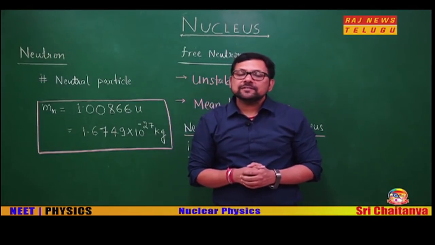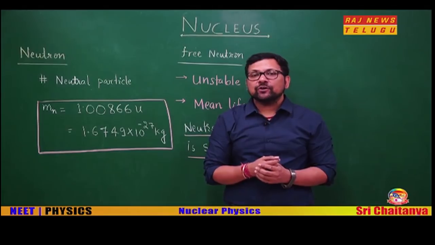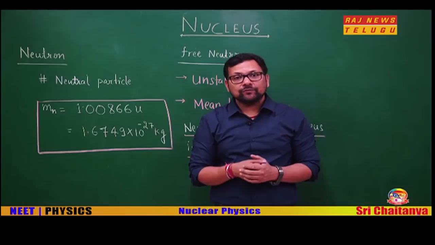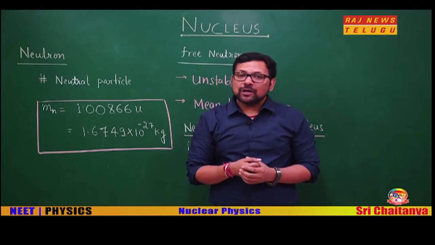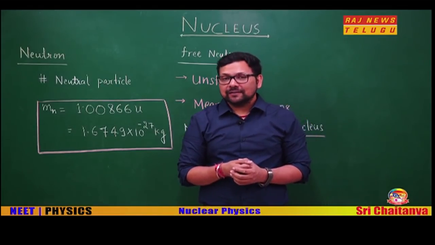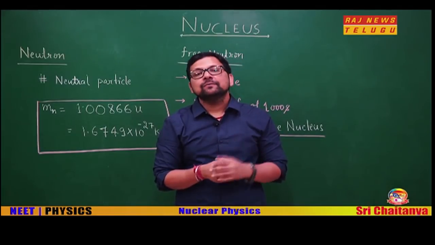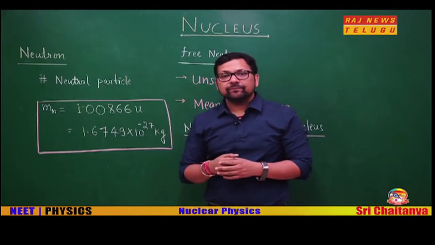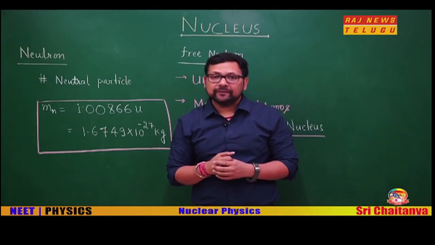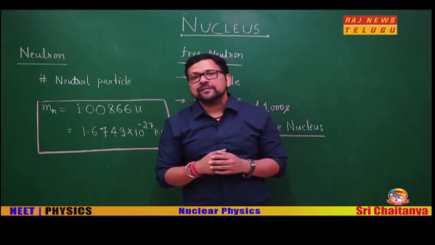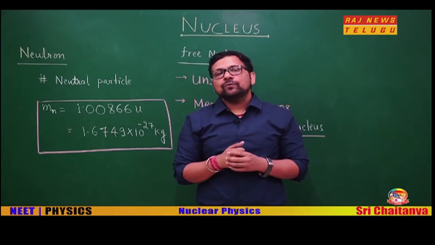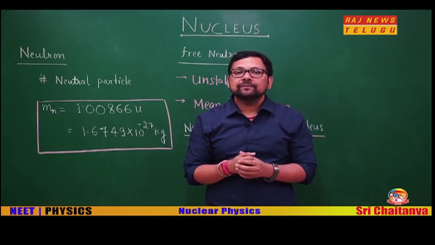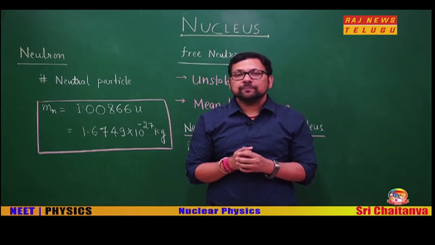We have discussed the first constituent of the nucleus, and that was the proton. Now we are aware of the mass of proton, charge of proton, and what exactly a proton is. Now moving to the second constituent, the neutron, which is a neutral particle. The very first question is how we knew that there is a neutron. What was the logic? The logic was very simple.